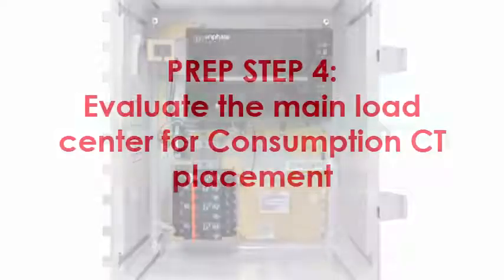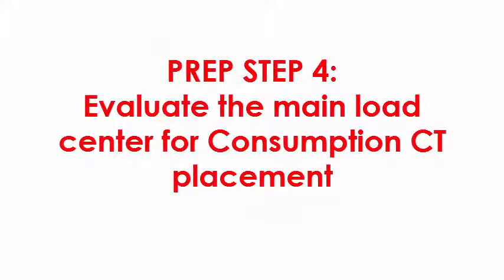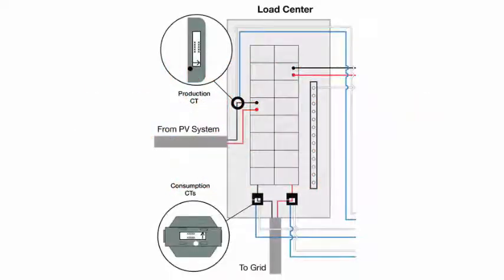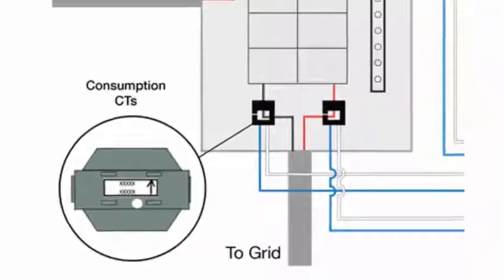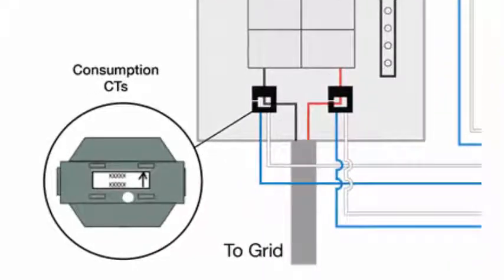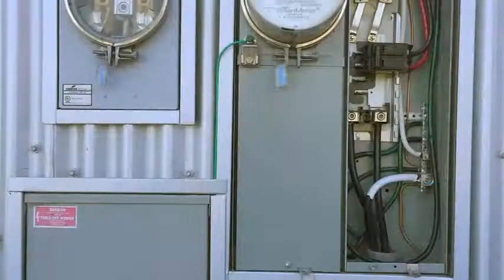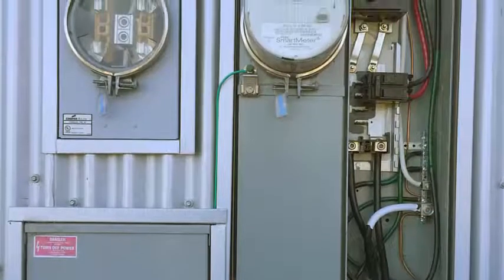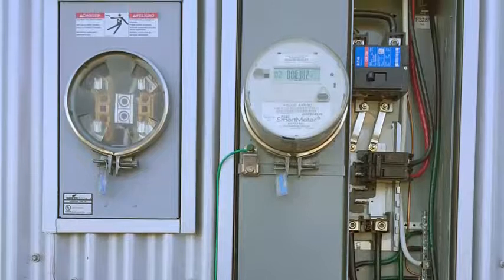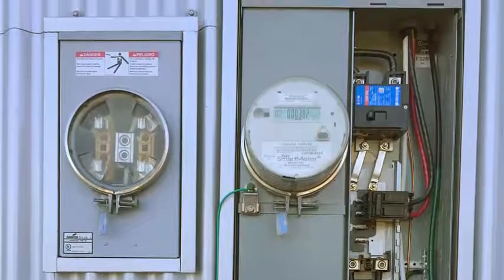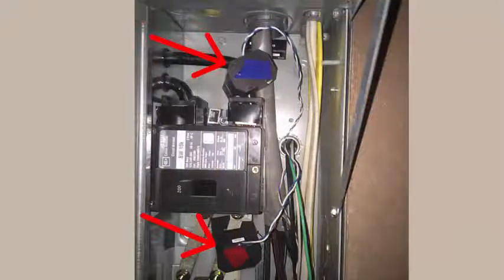Step 4. Evaluate the main load center for consumption CT placement. Before installing consumption CTs, evaluate the main service panel to determine if the split-core consumption CTs can be installed around the service conductors or bus bars. If the utility meter is installed in an enclosure separate from the main electrical service panel, the CTs can likely be installed without rewiring the service equipment. Here are some examples of consumption CT installations.